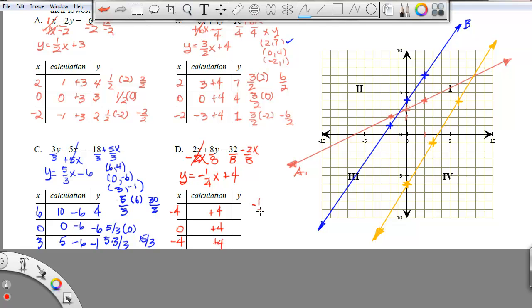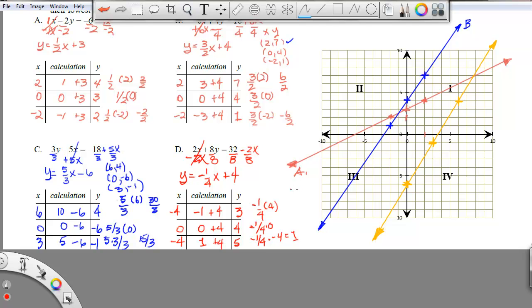So now let's look at what I've got here. A negative 1 over 4 times 4. Well, that's easy. That's a negative 1. Negative 1 plus 4 will give me 3. We know this one times 0 will always be 0. So that'll give me a 4. And now for my last one, I have negative 1 over 4 times a negative 4. That'll give me a positive 1. So 1 plus 4 is 5.